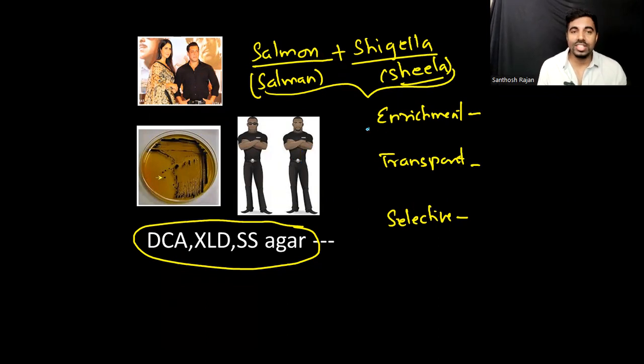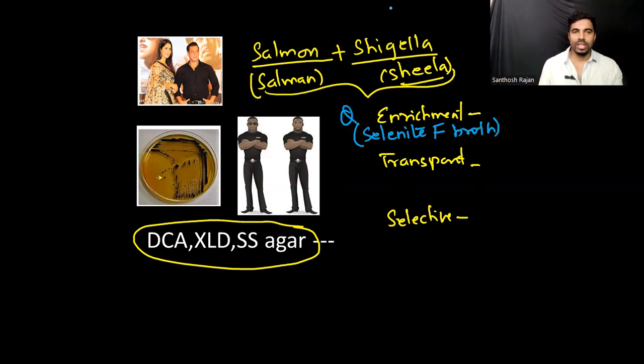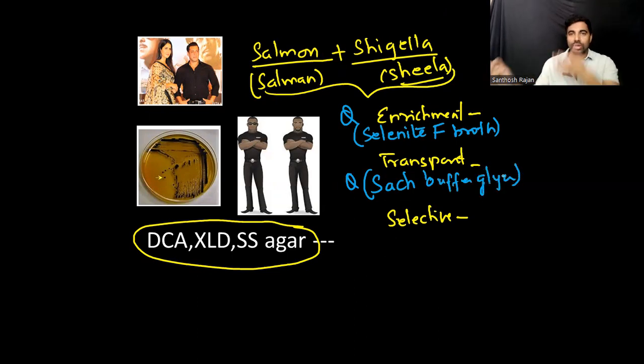For enrichment, what do both need? Selina. Selenite. Selenite F broth, okay. You call it Selina, Selina is needed for enrichment. To transport both, what do they need? Sack. They need Mr. Sack, okay? Sack, buffered glycerol saline. Remember, both need the same, buffered glycerol saline to transport them. And Selina to enrich them.